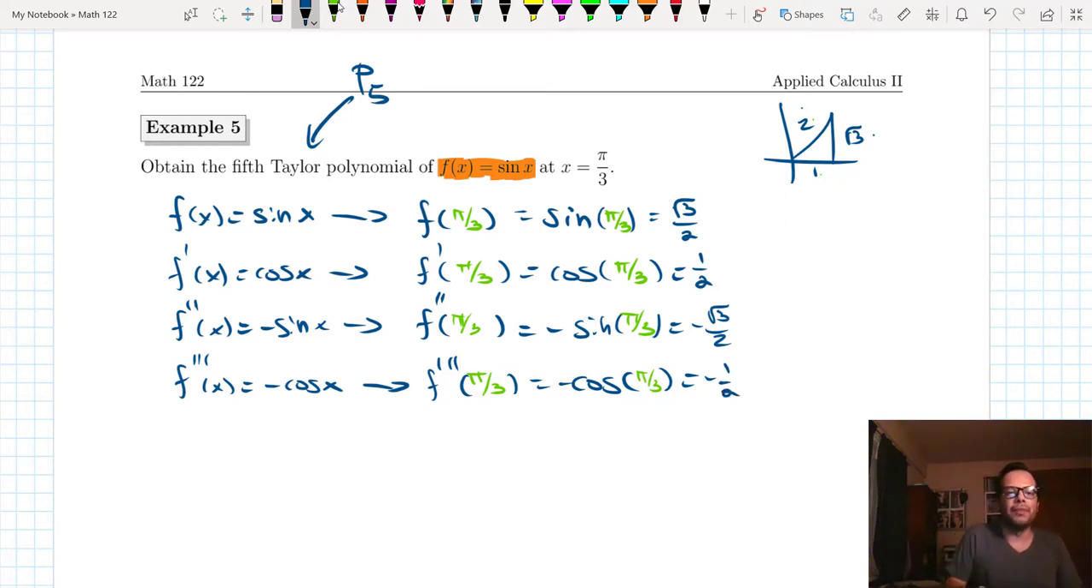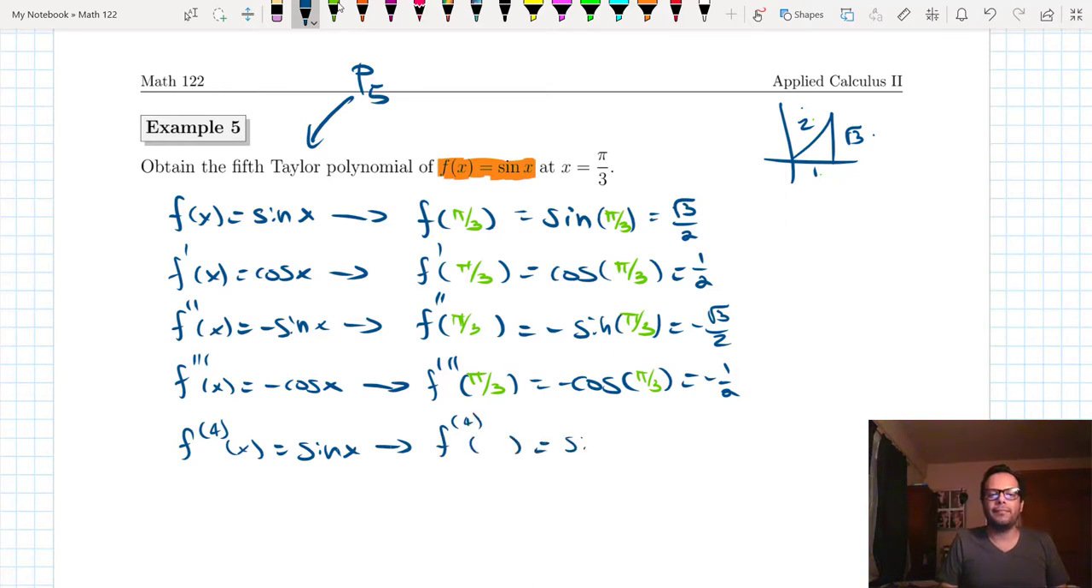The fourth derivative will be the derivative of negative cosine. Okay, the derivative of cosine is negative sine times the negative that we have here will turn into sine. So evaluate sine at pi over 3.